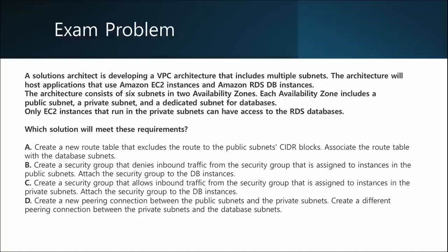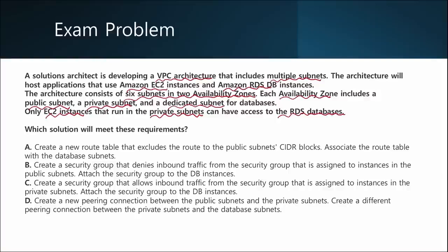Here's the next problem. A solutions architect is developing a VPC architecture that includes multiple subnets. The architecture will host applications that use Amazon EC2 instances and Amazon RDS DB instances. The architecture consists of 6 subnets in 2 availability zones. Each availability zone includes a public subnet, a private subnet, and a dedicated subnet for databases. Only EC2 instances that run in the private subnets can have access to the RDS databases. The question is asking what architecture can be considered in this situation.